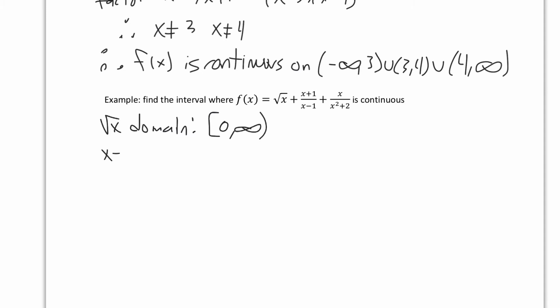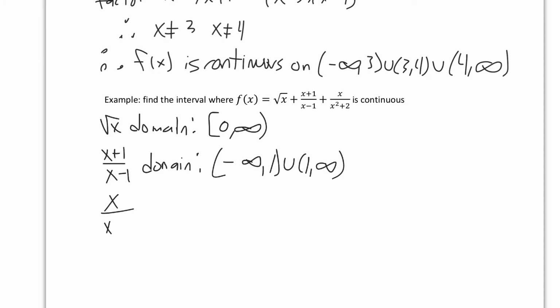All right, x plus 1 over x minus 1 domain. Well, this one's a little trickier. We just can't have x equal to 1. So this is negative infinity to 1, union 1 to infinity. And then x over x squared plus 2. Remember, we actually can't factor a sum of squares. So this does not factor, which means it's got domain, all real numbers, negative infinity to infinity.